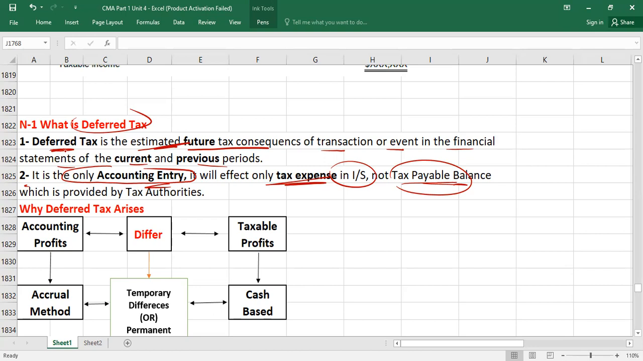If someone asks you what deferred tax is, you would say it is the future tax consequences of the transaction which you have already recorded in your current year or past years. Because due to these transactions, you may pay tax in the future. If you may pay tax in the future, that should be your deferred tax liability. Or if you would receive tax in the future, that should be your deferred tax asset.